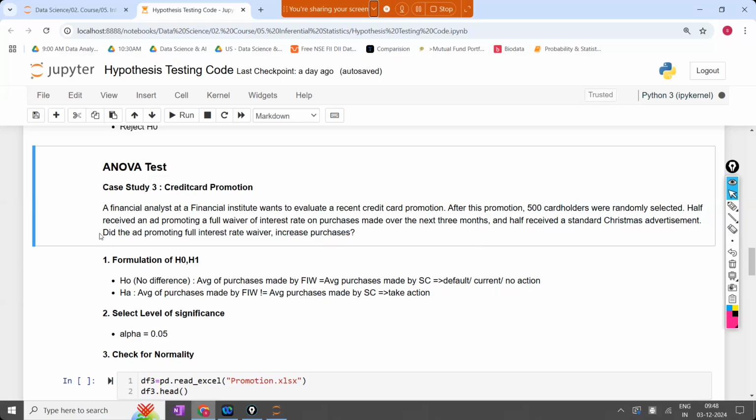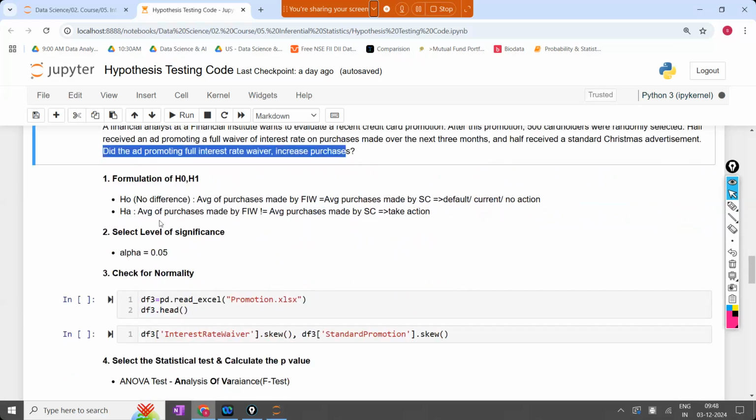Now the question is whether this new offer will increase the sales or not. So the null hypothesis says that there is no difference. Whatever offers you give, every person will purchase only whatever they require. If you give additional discount also, no one is going to purchase more. The alternate hypothesis says that both are not the same.